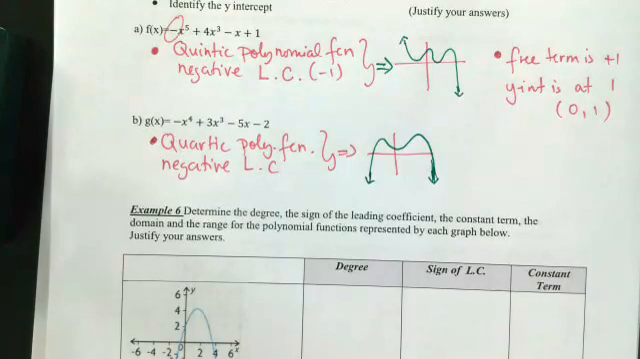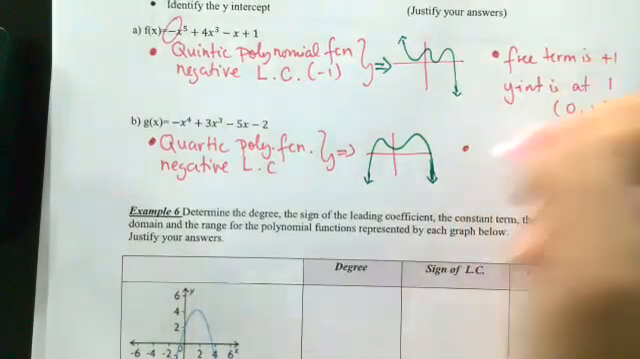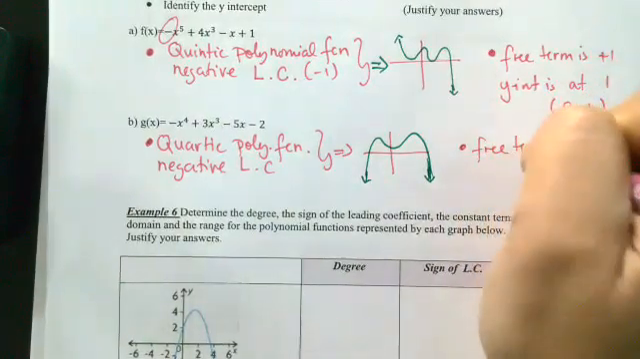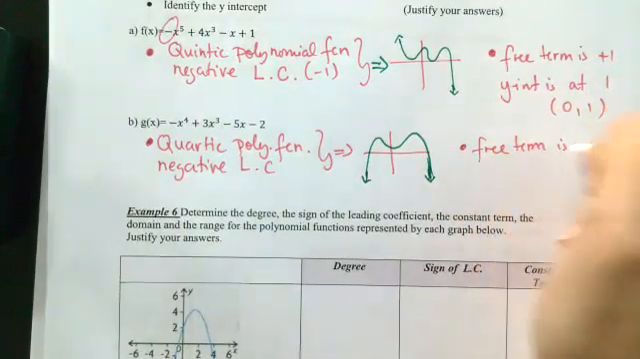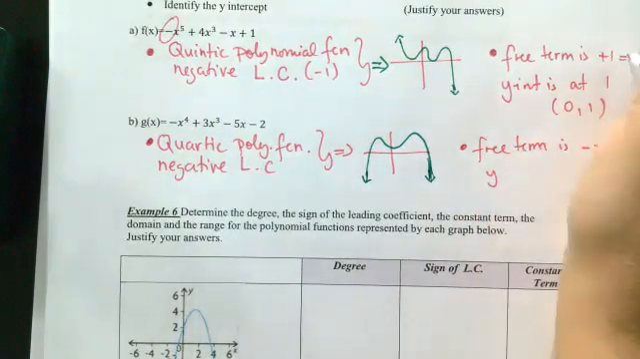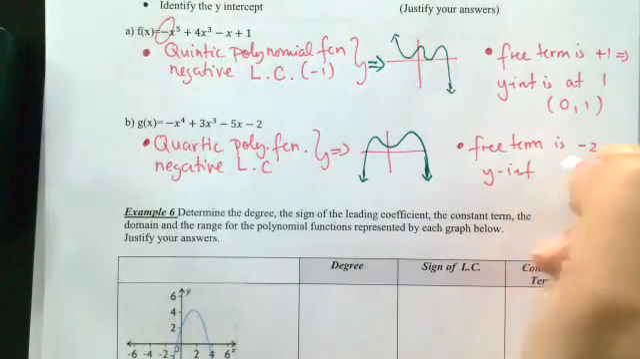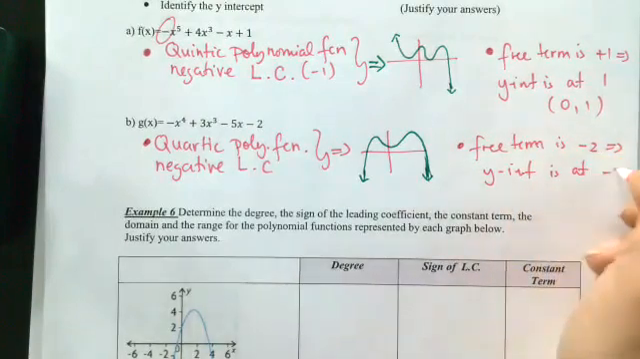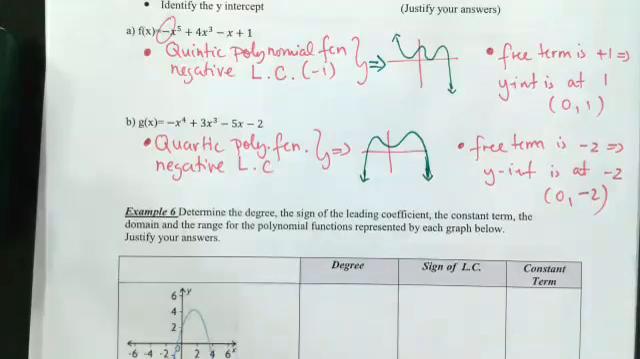What's going to be the y-intercept? -2, because the free term is -2, therefore the y-intercept is at -2, the point 0, -2.